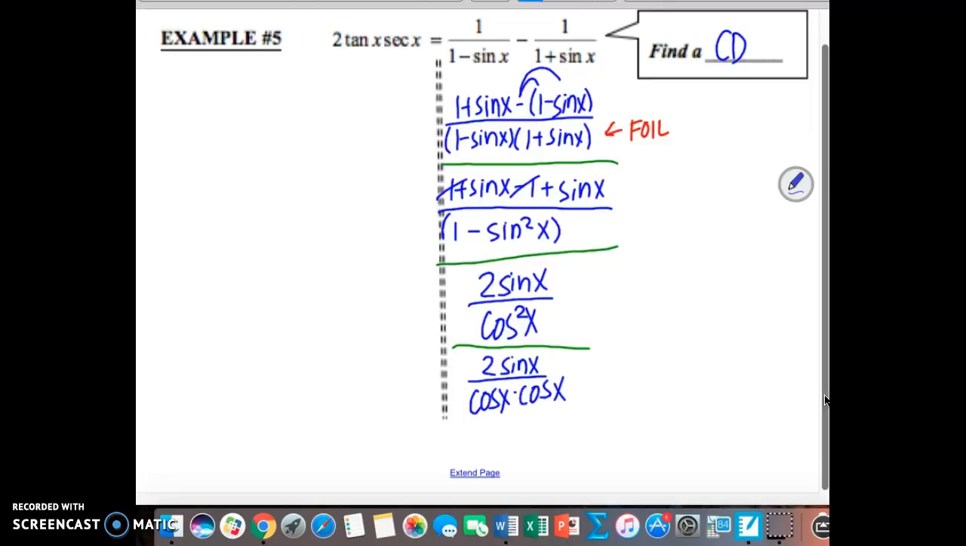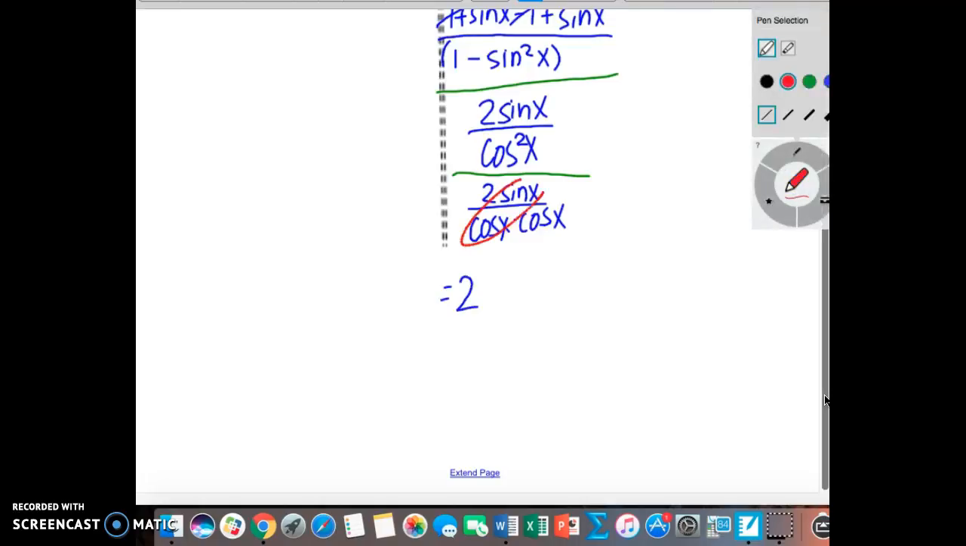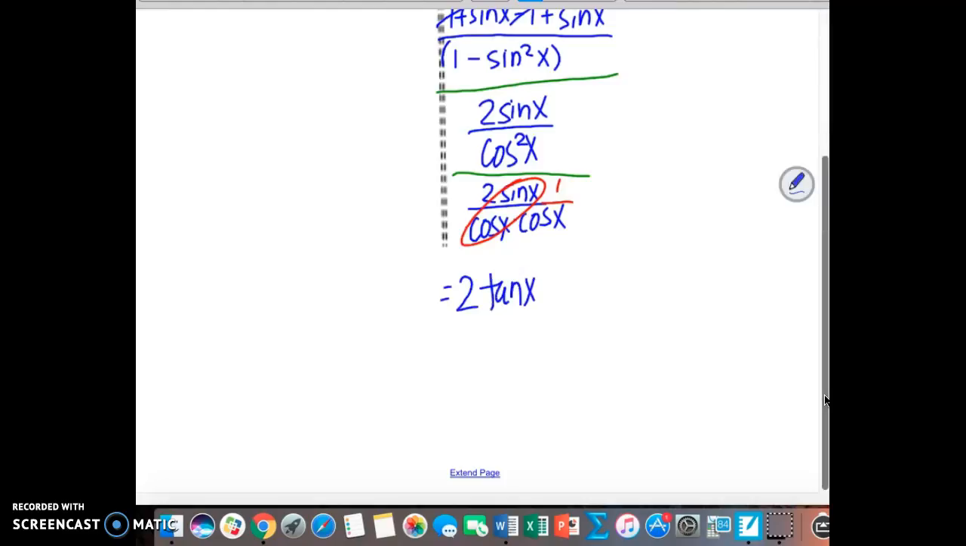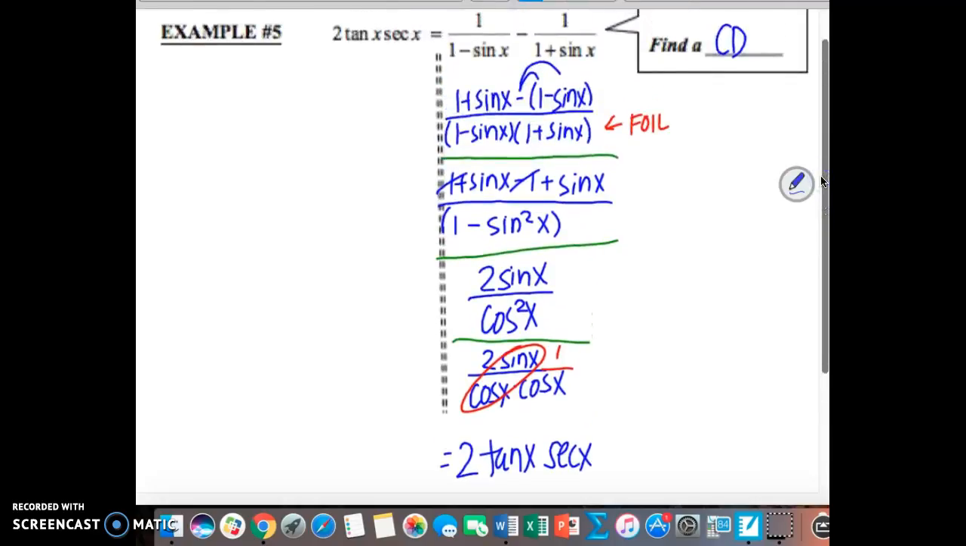Looking back at our original problem, we're trying to get something in terms of tangent and in terms of secant. So if we leave our 2 out in front, sine over cosine is the same thing as tangent of x, and 1 over cosine can be rewritten as secant of x. So on the right hand side we have 2 tangent of x times secant of x, which is what we were looking for on the left hand side.